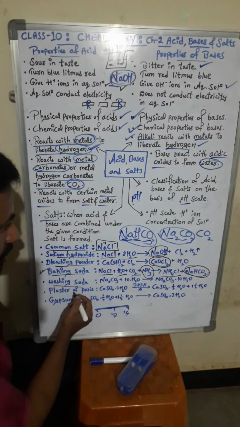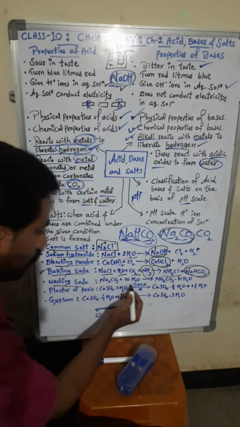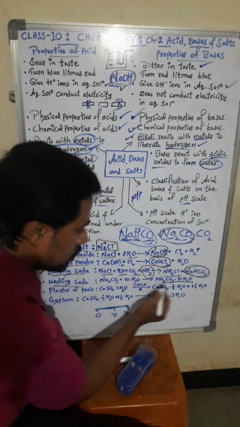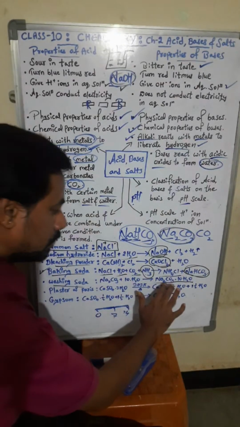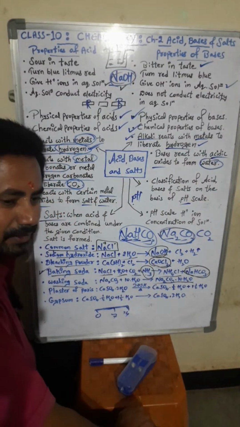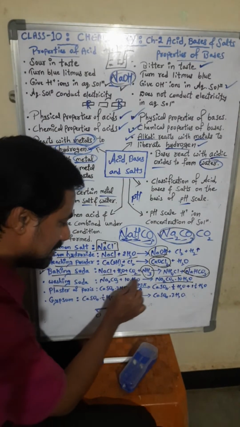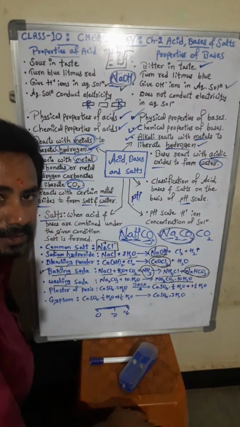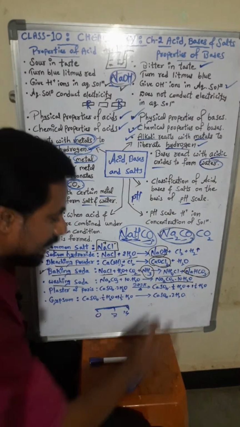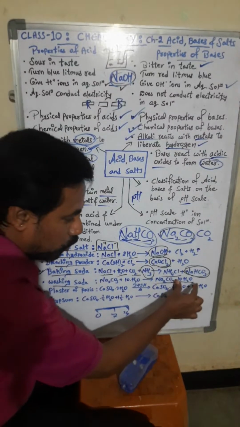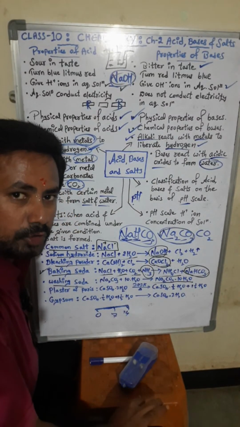What is the formula of washing soda? Na2CO3. Na2CO3 10H2O is the formula of sodium carbonate. How is it formed, students? Sodium carbonate Na2CO3 plus 10H2O, water is mixed. So the formula is Na2CO3 10H2O. 10H2O means this amount of water is present in that. So sodium carbonate, Na2CO3 10H2O.